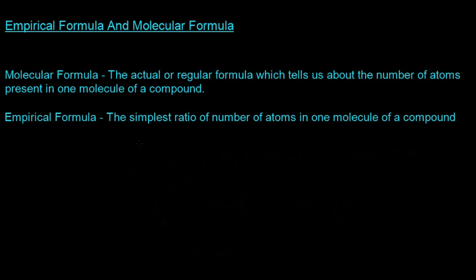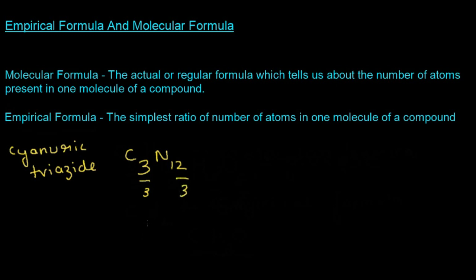Another example that I'll take here is a compound whose molecular formula is C3N12. The name of the compound is cyanuric triazide. So again, in this compound, we know that there are 3 atoms of carbon and 12 atoms of nitrogen. Now we're supposed to find out if there is any number that divides both of these subscripts. Can any number divide 3 as well as 12? And that number should be the highest number possible. So the number that divides both of these is 3. So we divide the subscript of carbon by 3 and the subscript of nitrogen also by 3. So what we get is 3 ones are 3, 3 fours are 12. We get C1N4.